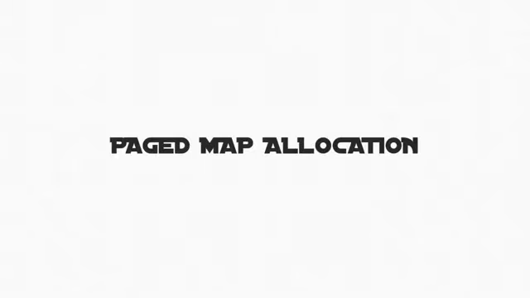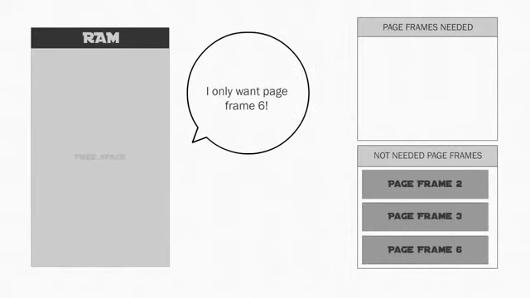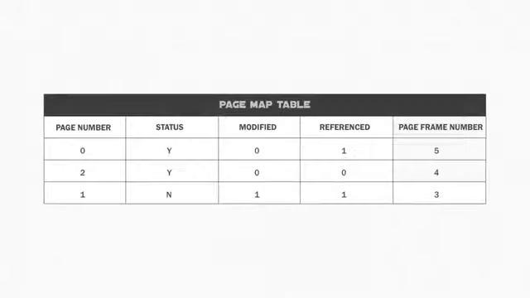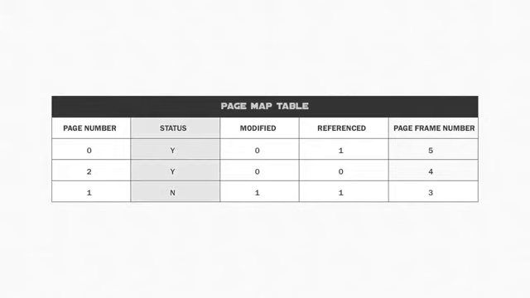Now that we have an understanding of paged map allocation, we can see how demand paging works. It's very similar to the previous concept, but the main difference is that pages are loaded on demand, meaning that pages are only brought into memory when they are actually needed. The page map table we looked at before increases with 3 more columns. One to determine if the page is already in memory, known as the status. The second to check if the page has been modified. And a third to check if the page has been referenced recently.